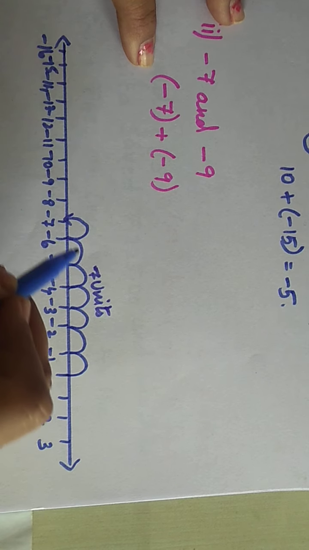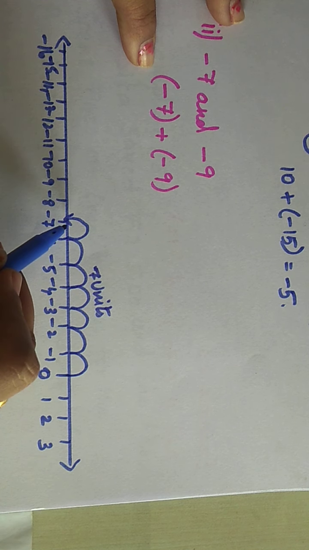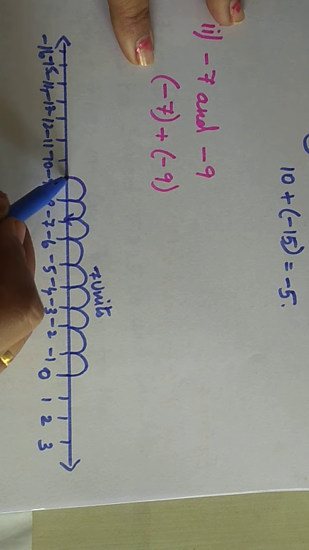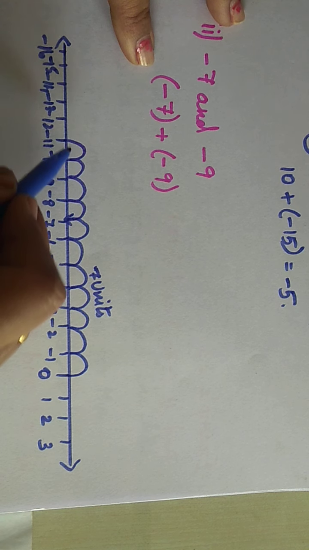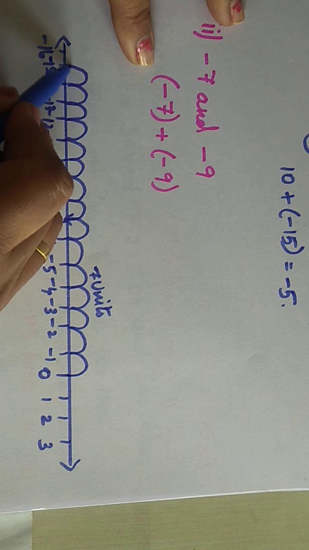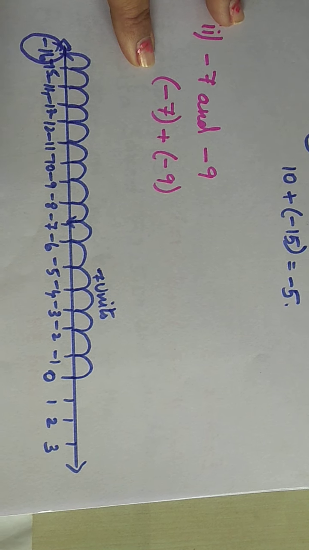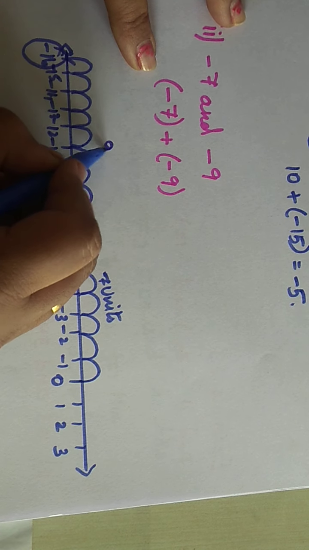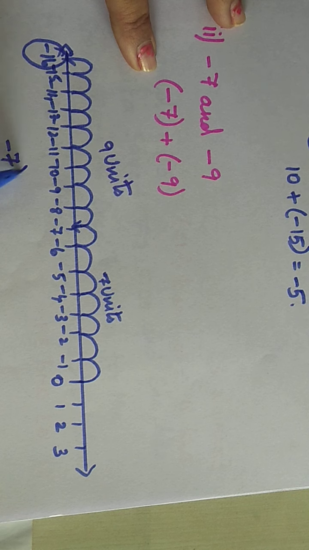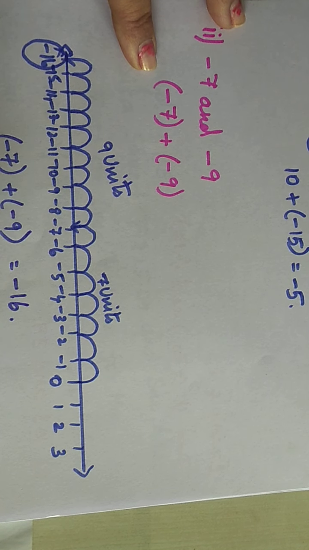Then from minus 7 we have to subtract 9 units in the same direction. So 1, 2, 3, 4, 5, 6, 7, 8, 9. So now we will stand here. Now we have subtracted 9 units. So the answer will be minus 7 plus minus 9 is equal to minus 16.